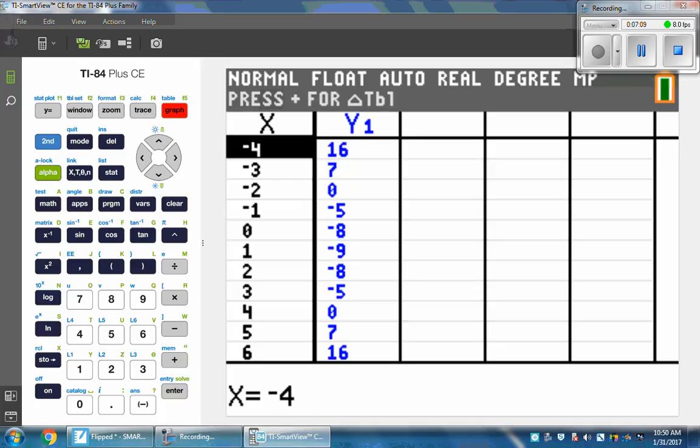If you take a good look, there's a 16 at the top and a 16 at the bottom, and then there's a 7 and a 7, a 0 and a 0, a -5 and a -5, -8 and -8, and then there's that unique one, which is -9. So I'm going to start my table with that point that's in the middle, that (1, -9), and I'm going to build it from there.